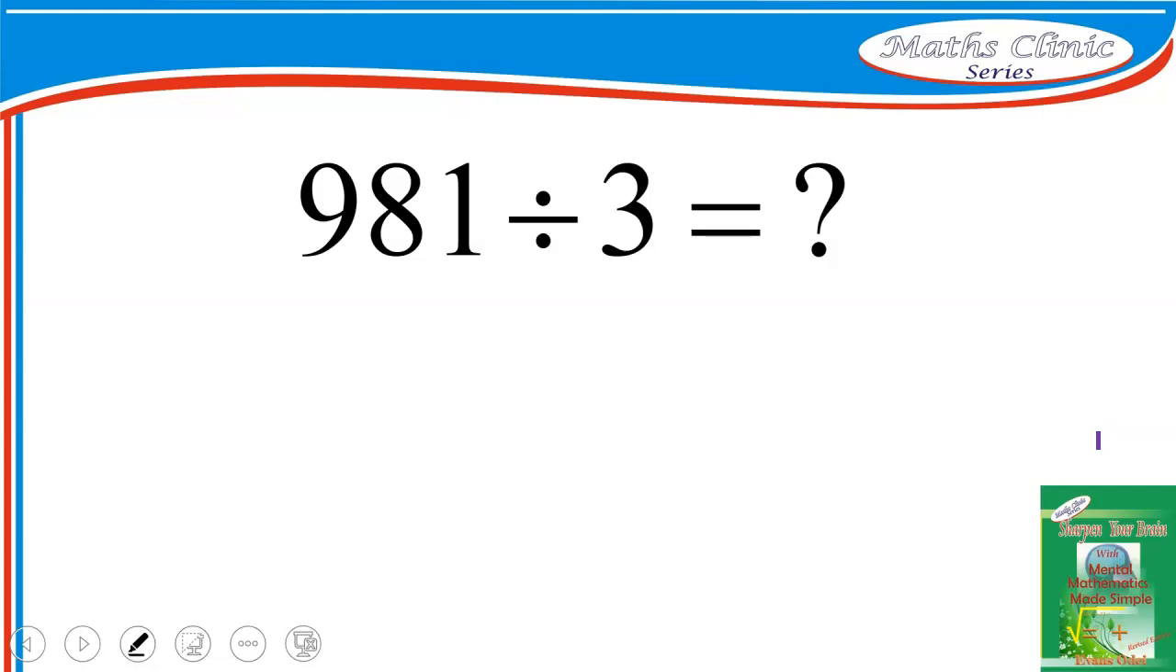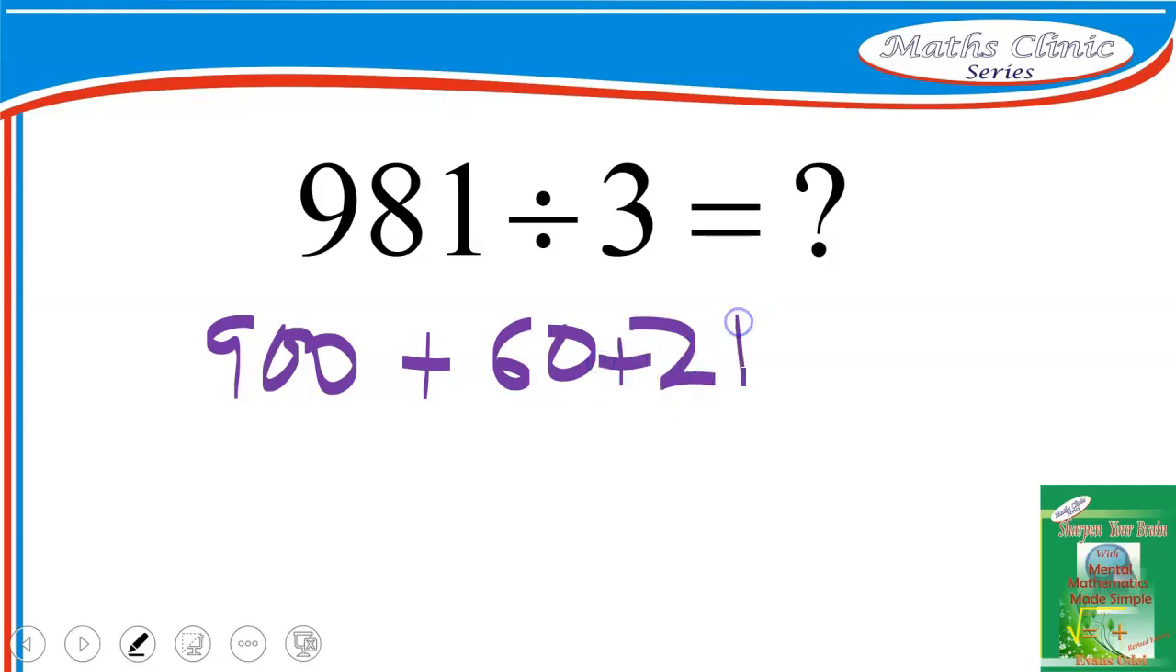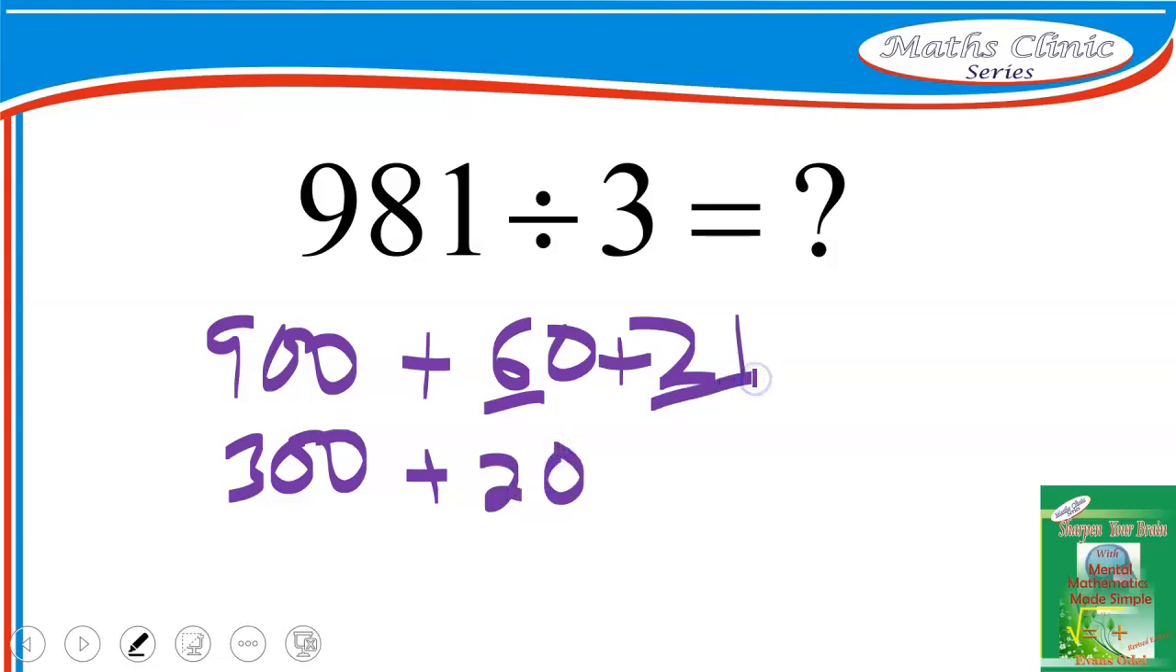Finally, let's do this huge one. Well, it's very big, but I can do it in few seconds. I will just break this into 900 plus maybe 60 plus 21. Simple. And I know 900, all I need to do is divide 9 by 3, and that is 3, and attach 2 zeros. Here, divide 6 by 3, and that will be 2, and attach my 0. 21 divided by 3 is very simple, and that is 7. And so my answer I can say mentally as 327.